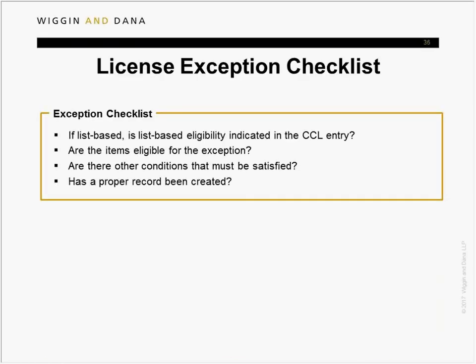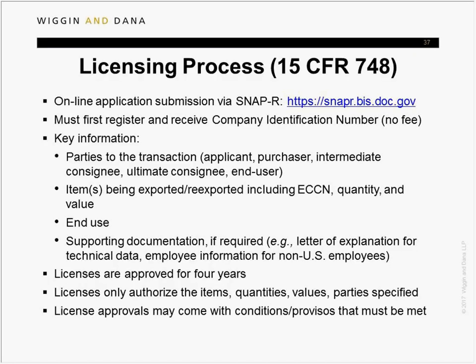So what are you going to do when you use a license exception? First, check to see if it's list-based, one of those ones at the top of my chart. Check that your items can be exported under a license exception. Check whether the other conditions are satisfied, and make sure you have a record. What if you can't use a license exception? Well, then you're going to want to apply for a license.